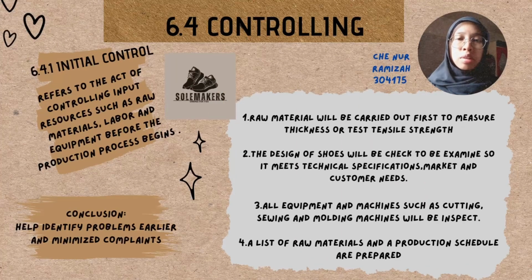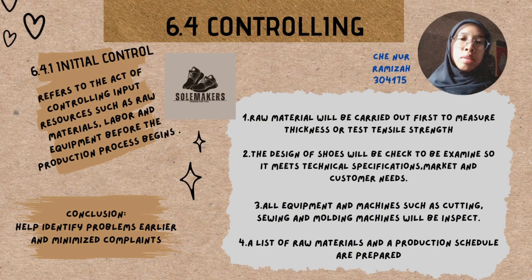Now I will talk about 6.4, which is controlling. Controlling has three types of process: first is initial control, second is current control, and lastly is post control. First, I will talk about initial control. Initial control refers to the act of controlling input resources, such as raw materials and equipment, before the production process of the shoes can begin. In initial control, there are a few steps.